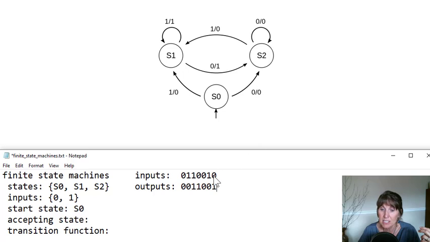So after this series of inputs, where did I end up? At state S2, and what are my outputs? 0, 0, 1, 1, 0, 0, 1. Super fun. Finite state machines.